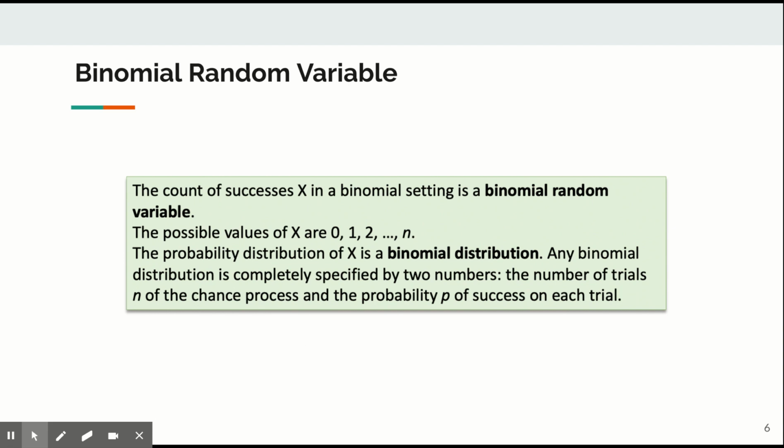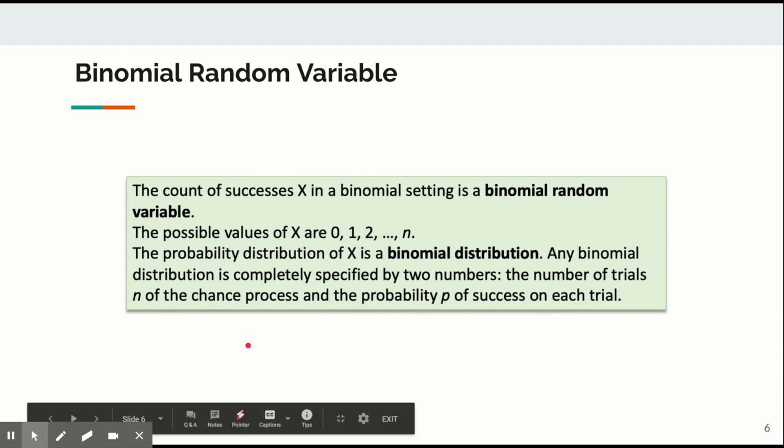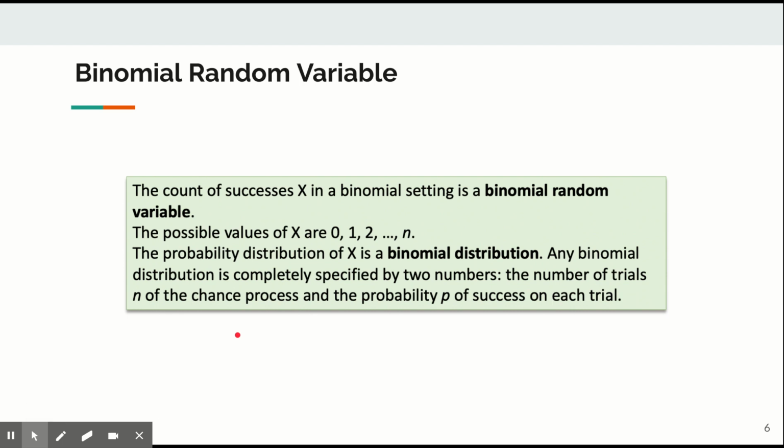So a binomial random variable specifically is the count of successes x in a binomial setting. The possible values of x are 0, 1, 2, all the way up to n, the number of trials. So if you can imagine flipping a coin 5 times and a success is the number of heads, you could have 0 or 1 or 2 or 3 or 4 or 5 heads. The probability distribution of x is a binomial distribution.